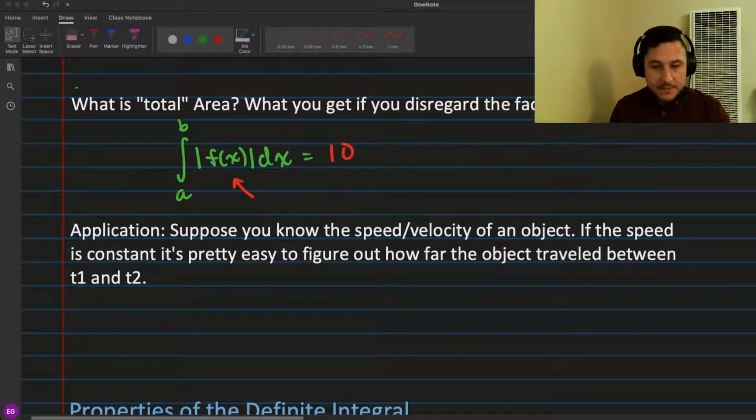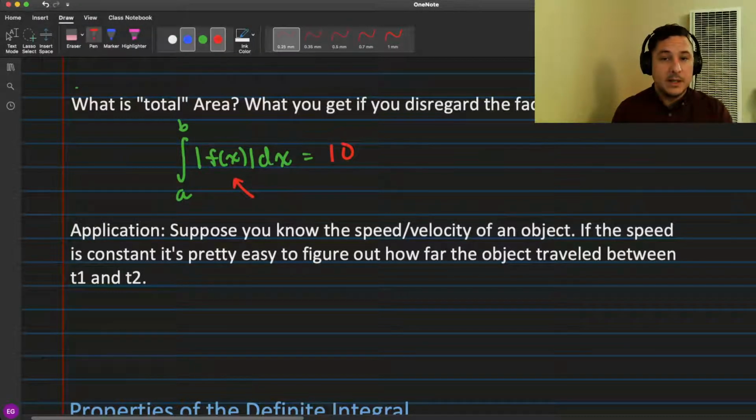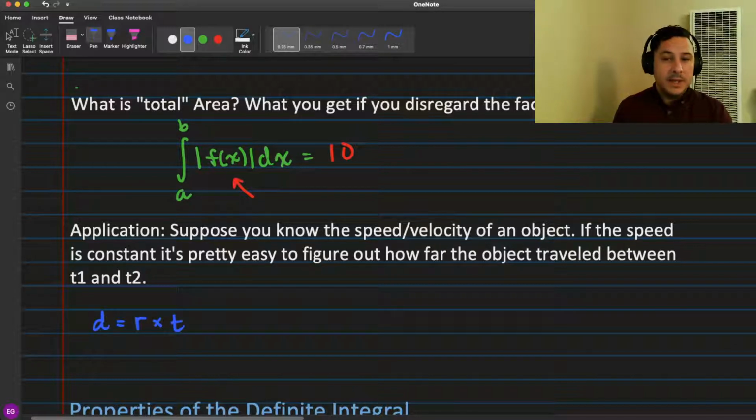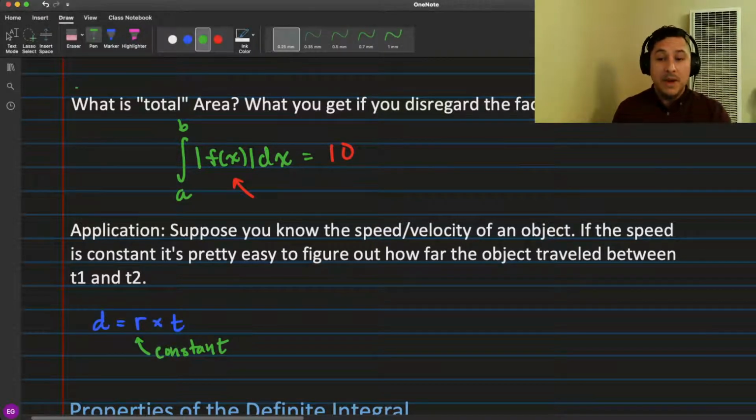Yeah, speed times time. So normally we would write this as, probably familiar with the equation, distance equals rate times time. And now this is possible because the rate that you're dealing with is constant. Right? You just do the speed times the time. But what if your speed is not constant?